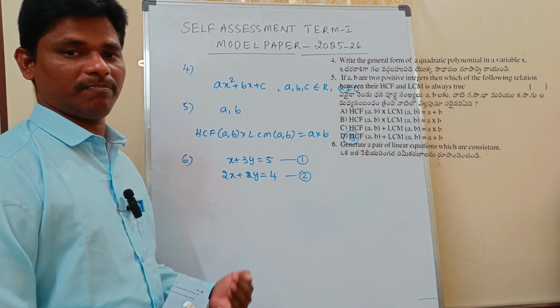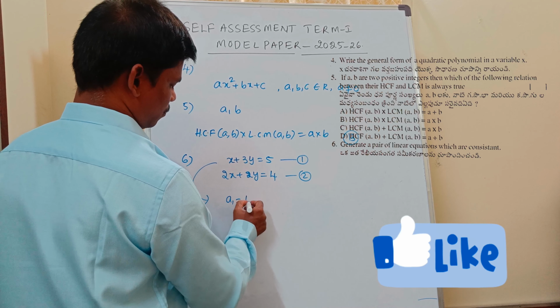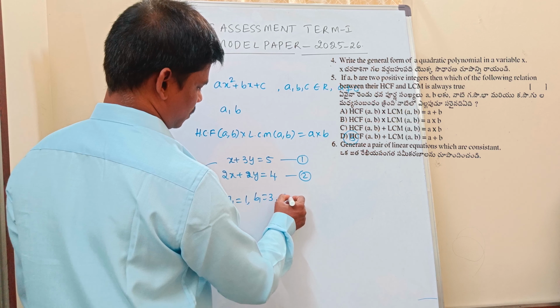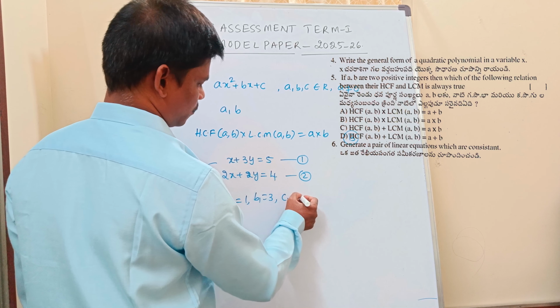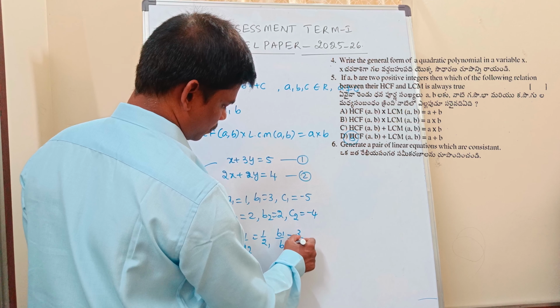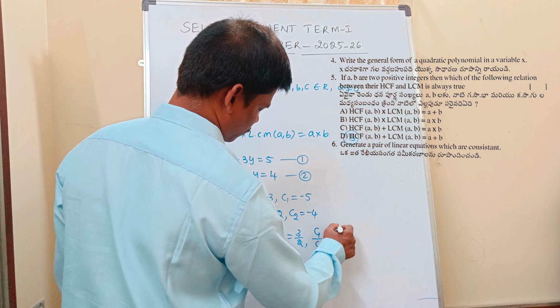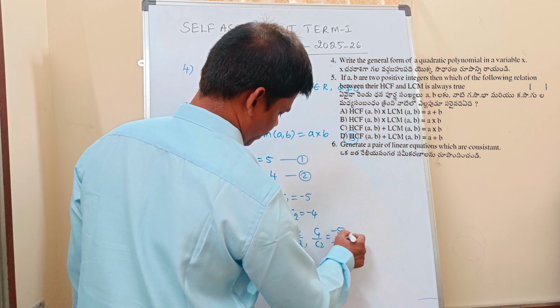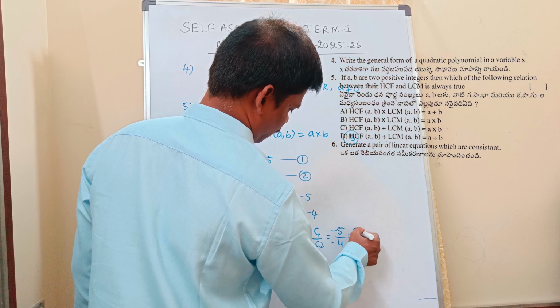a1, b1, c1 mean the coefficients of x, y and the constant. So a1 is equal to 1, b1 is equal to 3, c1 is equal to, transposing to this side, minus 5. In the same way, for the second equation a2 is 2, b2 is 2 and c2 is equal to minus 4. So here the ratios: a1 by a2 is equal to 1 by 2. b1 by b2 is equal to 3 by 2. c1 by c2 is equal to minus 5 by minus 4, that is 5 by 4.